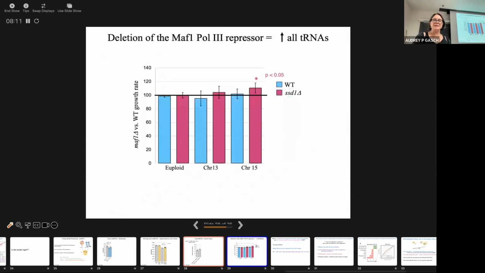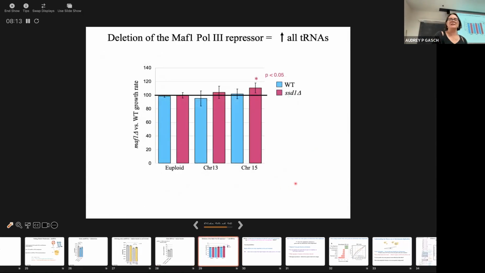But then what Julie did, we got advice from a colleague who works on tRNAs, Anita Hopper, and she said, oh, well, you could try deleting this gene MAF1, which is a repressor of all of the tRNAs. So if you delete MAF1, it's supposed to upregulate all of the tRNAs in the cell. And so it turns out, once again, we're showing the relative growth rate here, and the wild type in blue and the SSD minus strain.